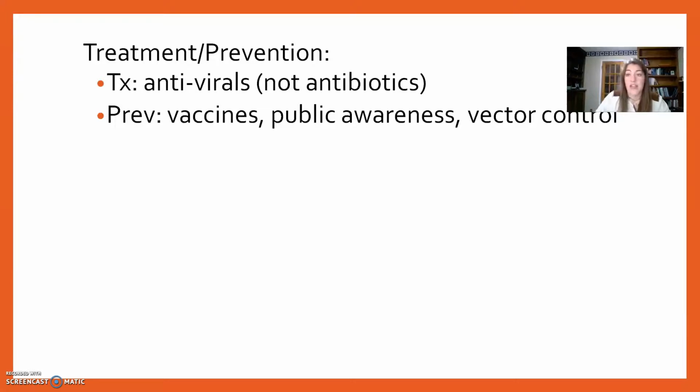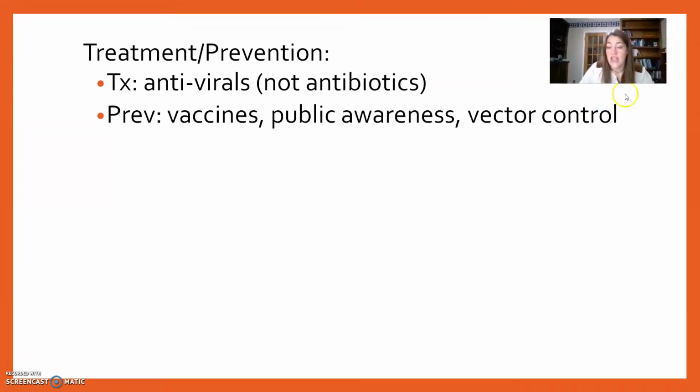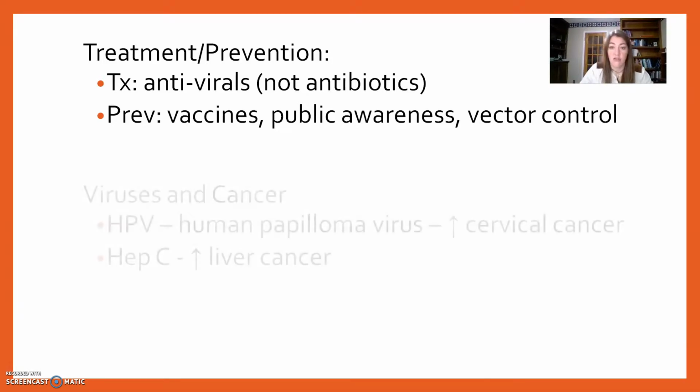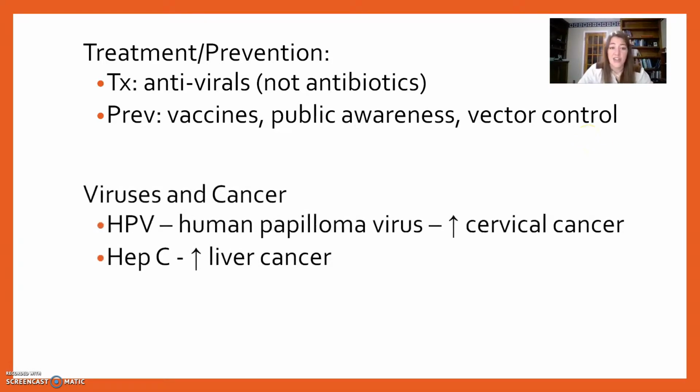We have public awareness and vector control. So vector control are anything that could potentially carry the viral diseases. So hantavirus, getting rid of mice in your house, making sure you have no poop and that kind of stuff around. So those are things that we can do to prevent those diseases coming into our homes. Viruses and cancer. Now, there's the human papillomavirus, HPV, and that has increased the chances of cervical cancer if you do have this. Same with hepatitis C. If you have that, your likelihood of getting liver cancer also increases.